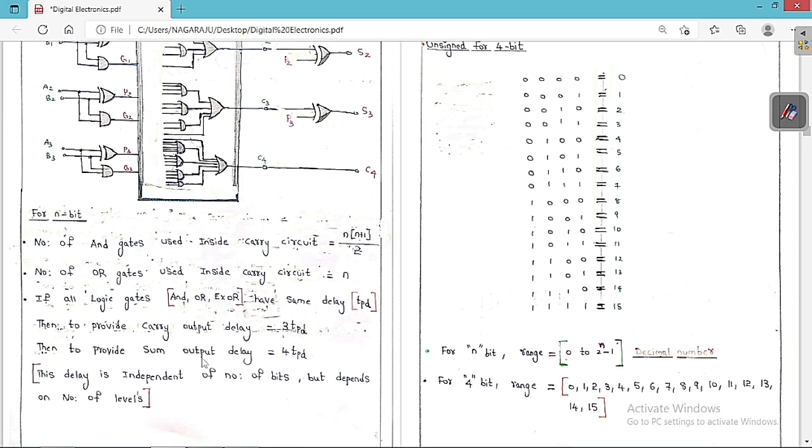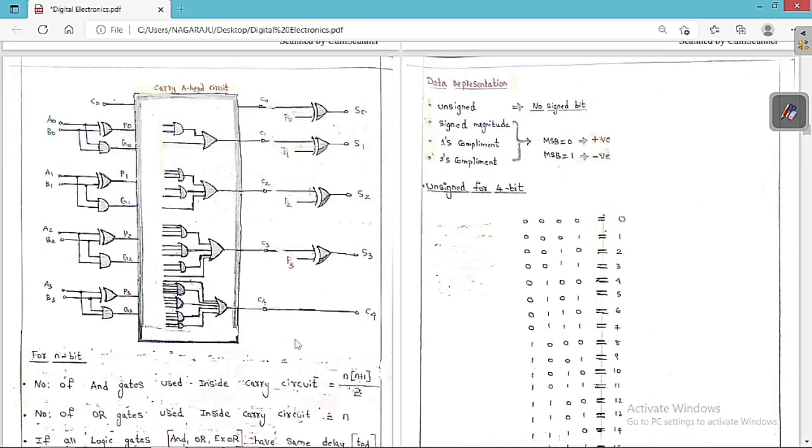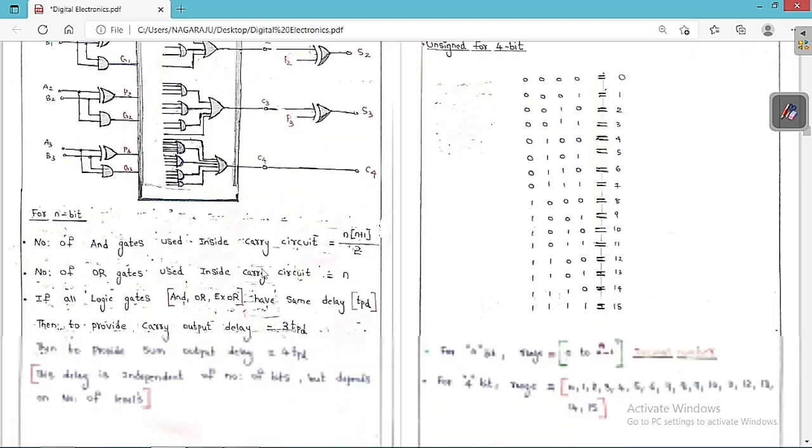And then to provide the sum output delay, we need 4 TPD, because up to that it is 3 TPD, and again we need one more. So plus 1 is nothing but 4 TPD. So this is 1, 2, 3 and 4. Total 4 TPD to get the sum results, but to get the carry outputs we need 3 TPD. This is a very important thing we always have to understand.